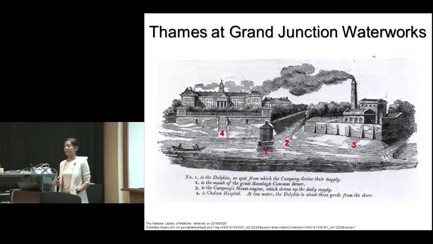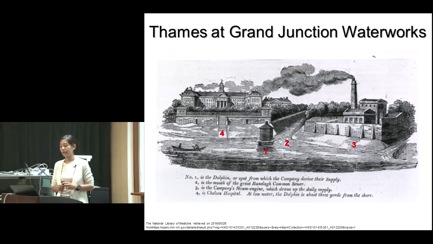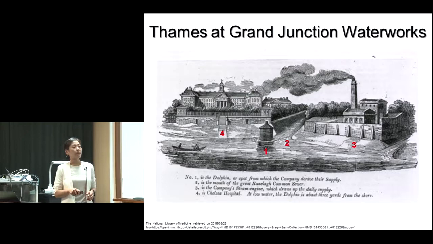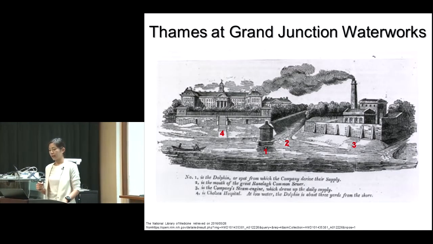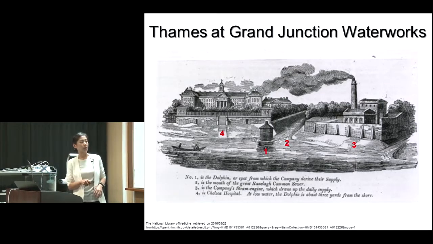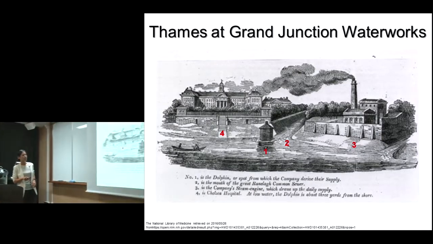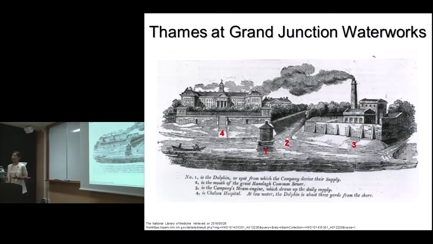So to demonstrate the quality of water in London during the 1800s, this is the drawing by a journalist called John Wright, and he named this drawing Dolphin, following the name of this outlet that was pumping water supply to London.